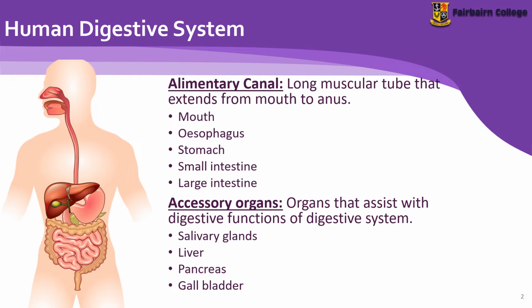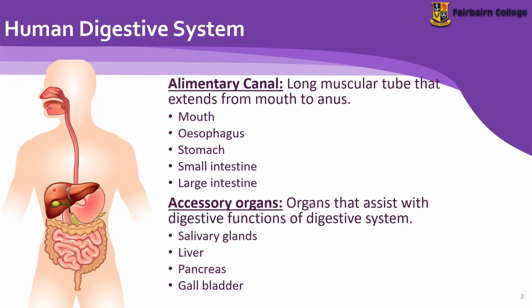The human digestive system consists of various organs required to perform the different processes involved in nutrition. These organs form part of the alimentary canal, which is a long muscular tube that extends from the mouth to the anus. Additional organs called accessory organs assist in the functioning of the digestive system but do not form part of the alimentary canal. The alimentary canal only consists of the mouth, the esophagus, the stomach, the small intestine, and the large intestine.